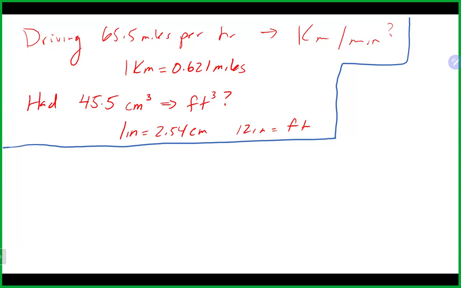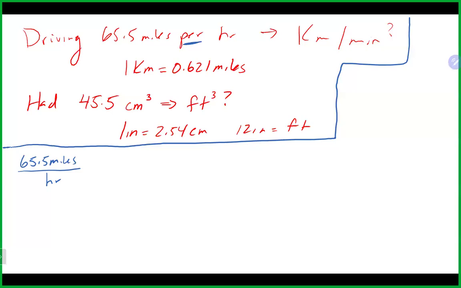Okay, so let's take a look and see how you're doing. We'll start with the first one here. We're driving 65.5 miles per hour. Remember, when you see something per something, as we talked about last time, that's essentially a fraction. So we basically have 65.5 miles over an hour. And usually the number stays with the first thing, and the per thing is one basically on the bottom.